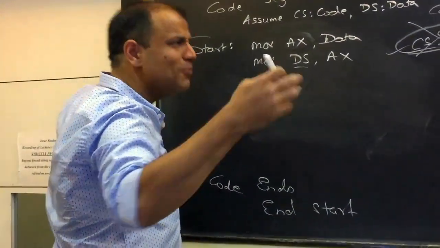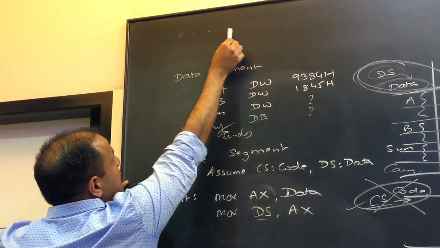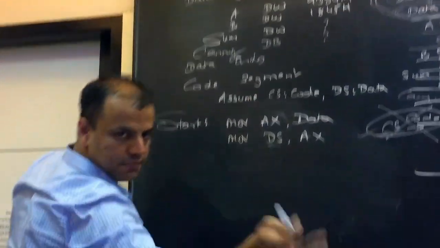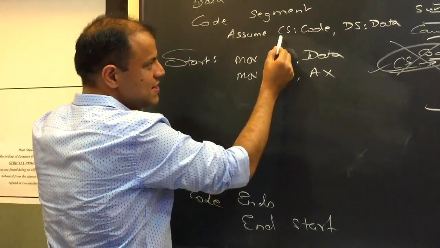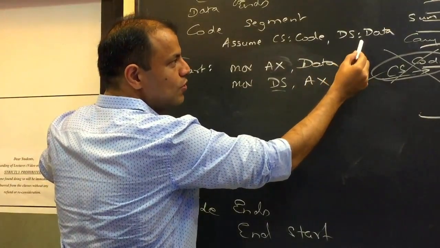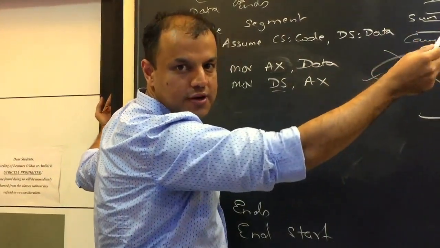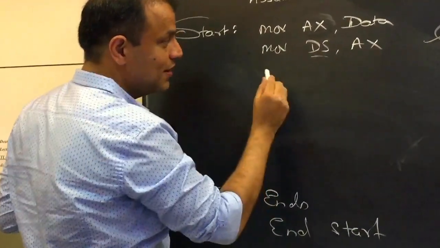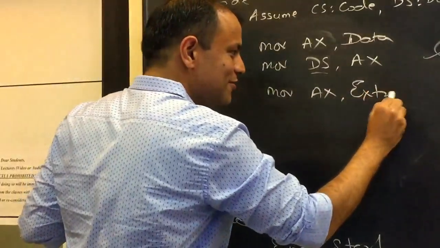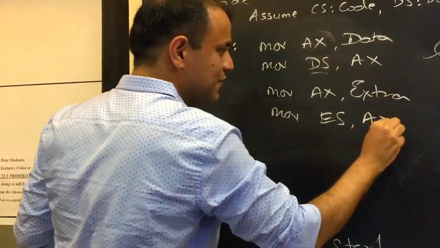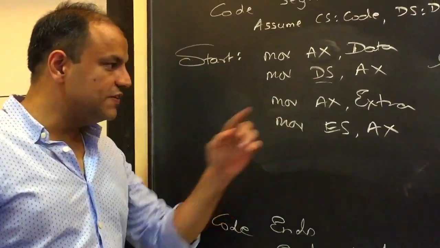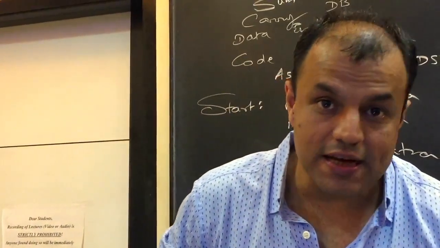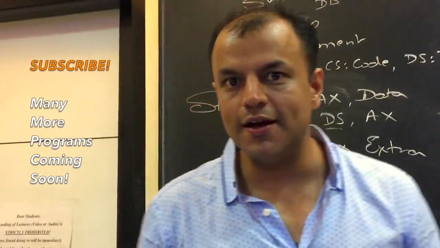Tell me right from the beginning, okay, come on. Say it aloud. There would be extra segment, extra ends, data segment, data ends, code segment, come on. Assume CS:code, DS:data, ES:extra. Okay, then start. MOV AX, data. MOV DS, AX. MOV AX, extra. MOV ES, AX. Tell me, did you understand what I just said? Okay, so this is how we would also initialize the extra segment. Similarly, if there was a stack segment, we would also initialize the stack segment like this. But we can never initialize the code segment.